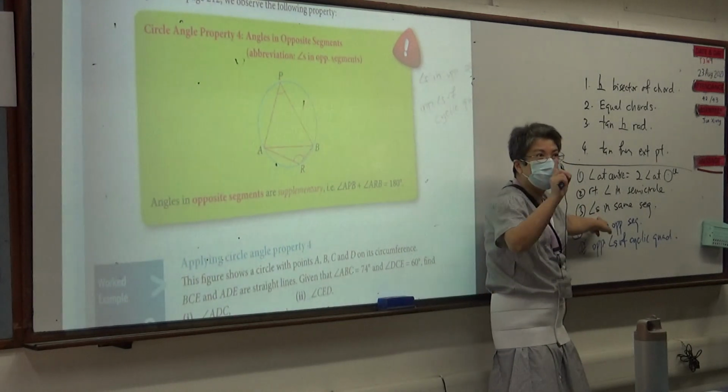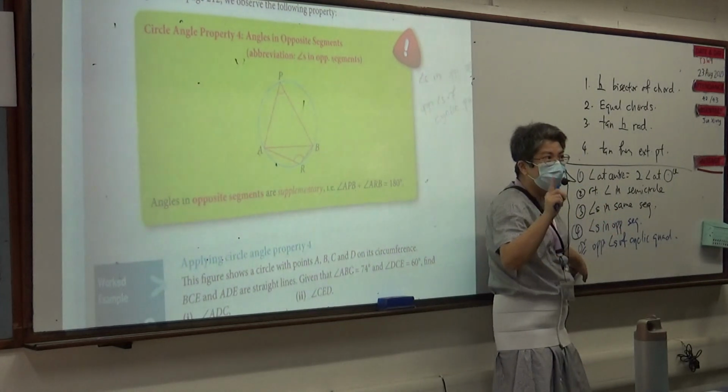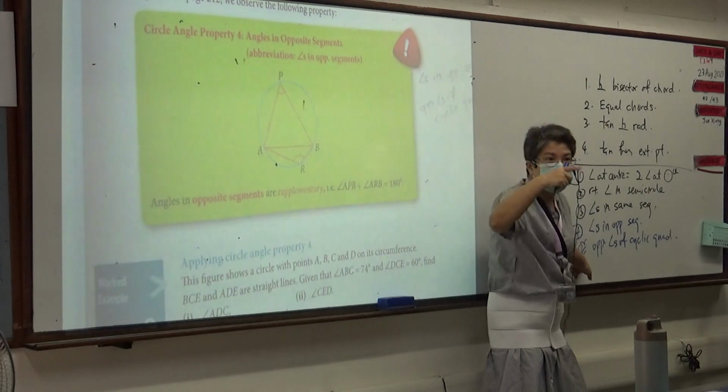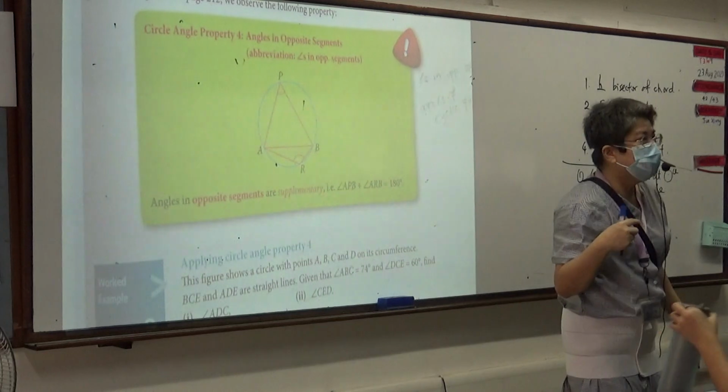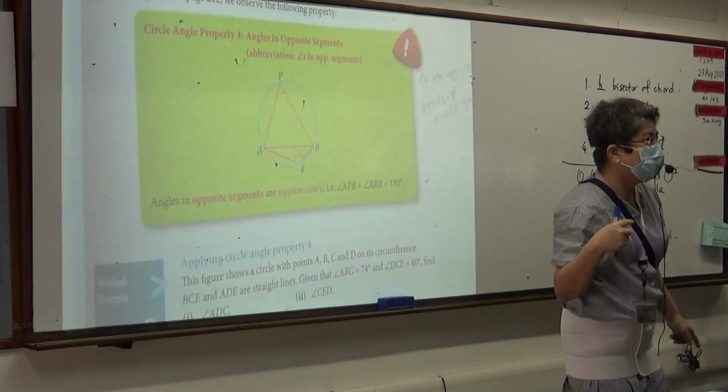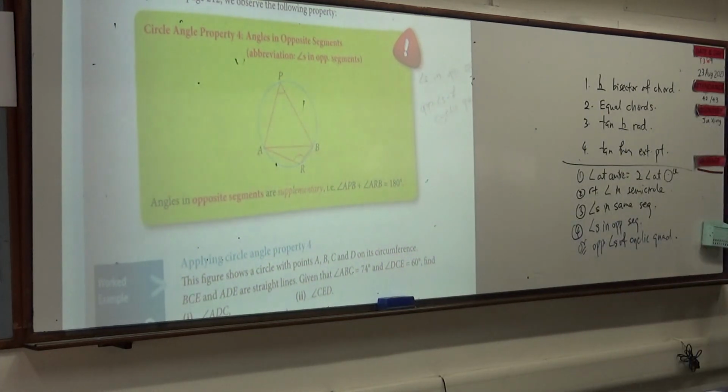Angles in same segment are equal. Angles in opposite segment adds up to what? 180 degrees. Are we clear so far? Can or cannot? Yeah. So now I'm going to go through the examples. Are we okay?